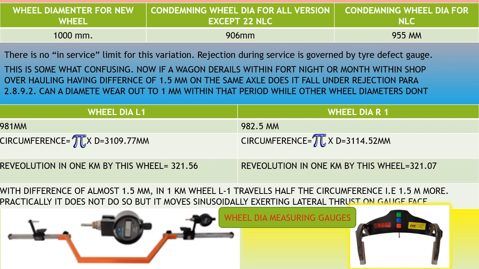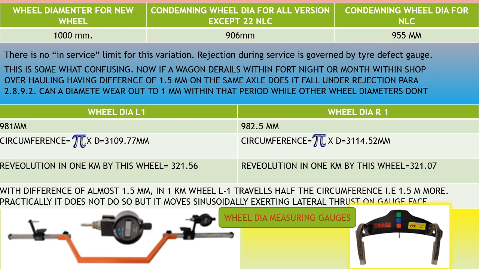This is somewhat confusing. Now, if a wagon derails within a fortnight or a month of shop overhauling, having a difference of say 1.5 mm on the same axle, as we normally find in cases of derailment, does it fall under rejection per Para 2.8.9.2? Can a diameter wear out by 1 mm or 1.5 mm within that period of 15 days or 1 month? While other wheel diameters do not have that wear, so this remains a controversial point.